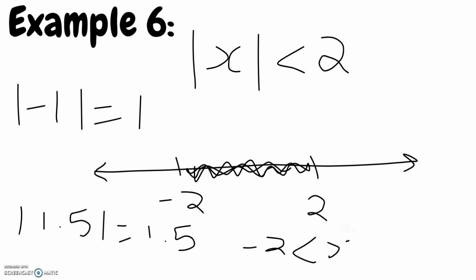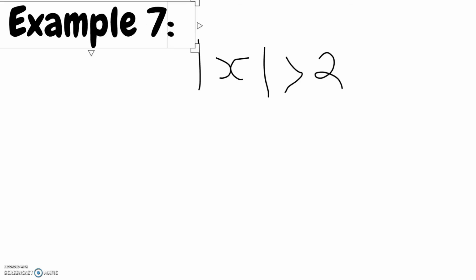So I also wrote negative 2 is less than x, which is less than 2. And that, in this case, would be the solution to this particular inequality. So we are done. Let's move on to another example.